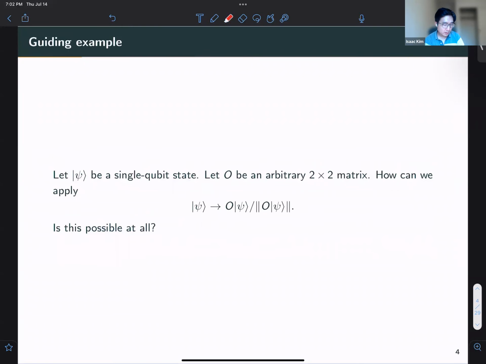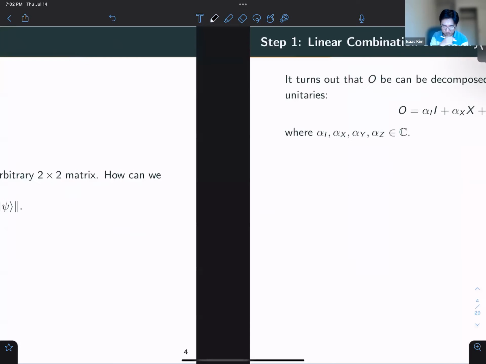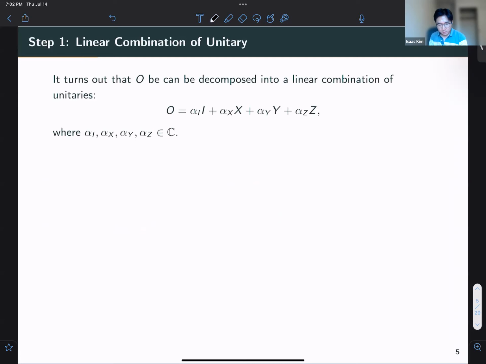So to explain how these things work, let me begin with a guiding example. What I would like to do is the following. Let's say I have an arbitrary quantum state psi, and I want to apply a non-unitary operator O to the state psi. The question is, can you actually even do this? Is this even possible? To that end, let me make a few observations.